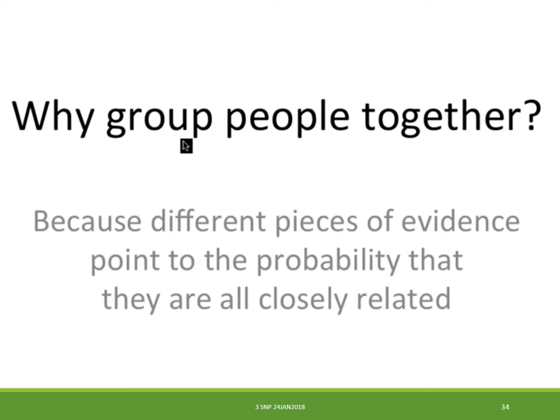Now, why do you want to group people together? Well, obviously, if they're related to each other, they should be together in your chart so you can see that. But different pieces of evidence point to a different probability that they're closely related.